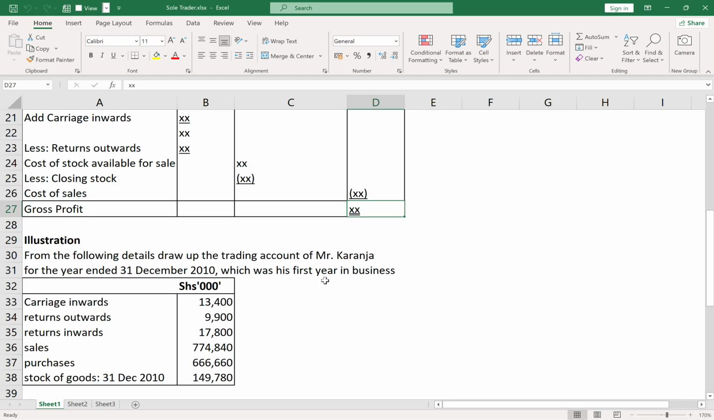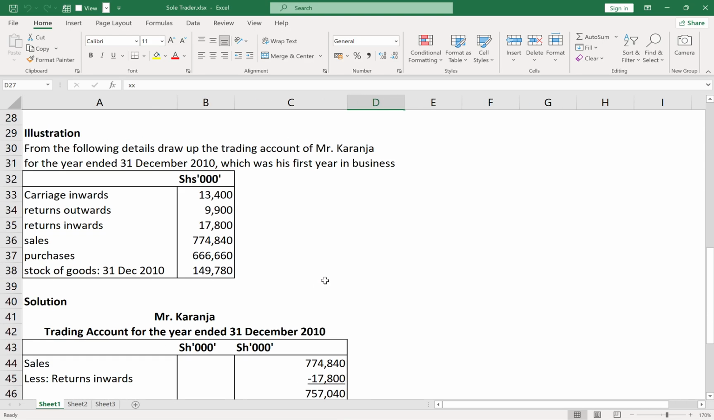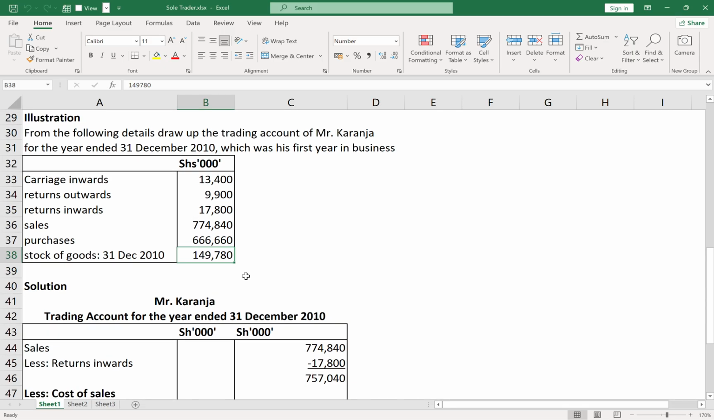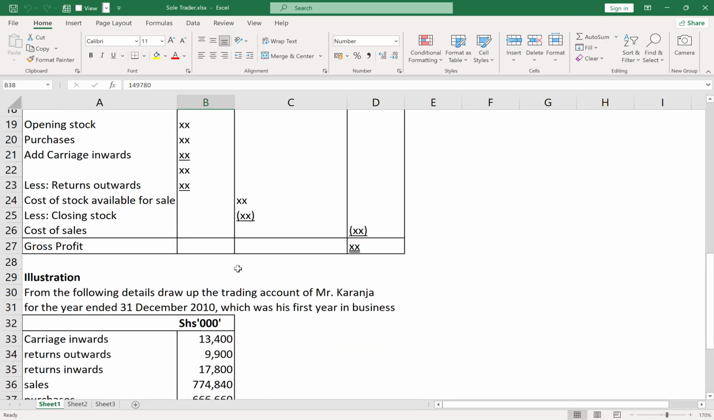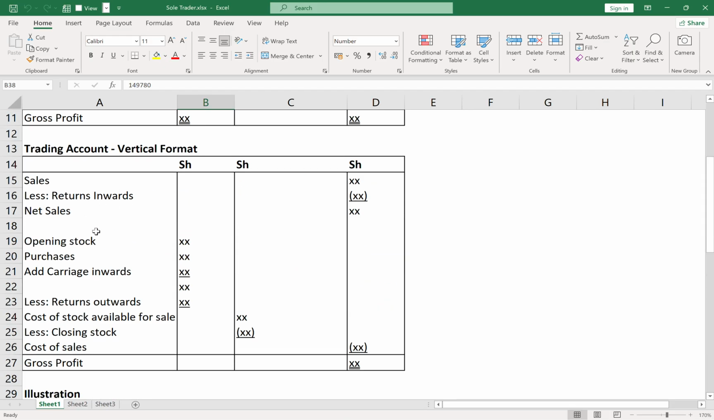So you can have some illustration here. We have an example. We are told from the following details to draw up a trading account of Mr. Karanja for the year ended 31 December 2010, which was his first year in business. In his first year, carriage inwards was 13,400, and there are returns inwards, sales, purchases, and stock of goods at 1 December 2010. This is the closing stock. For the solution, we are going to utilize the vertical format. We shall start with the sales less any returns inwards.